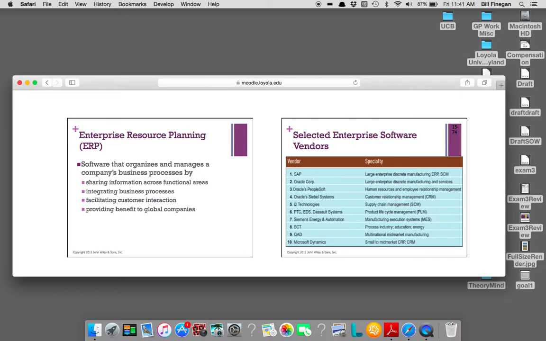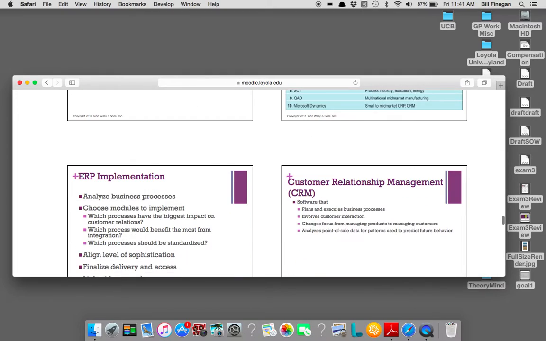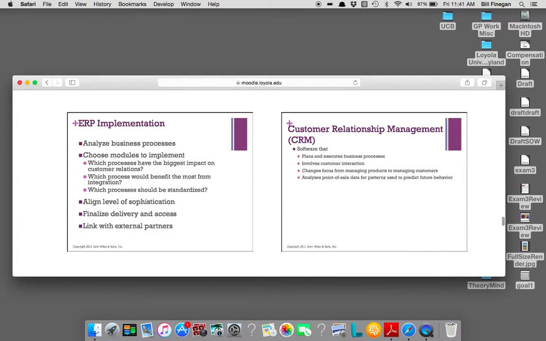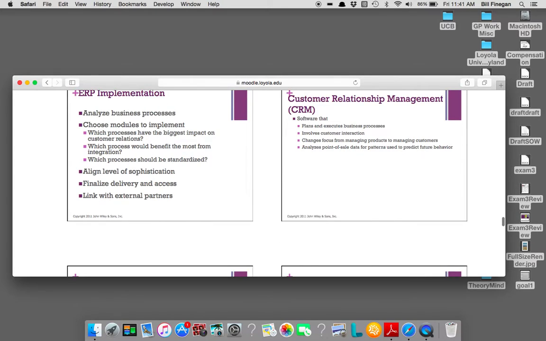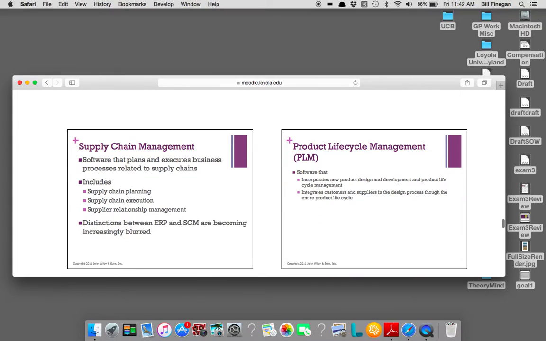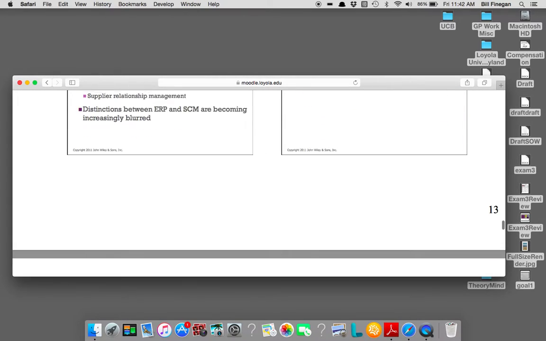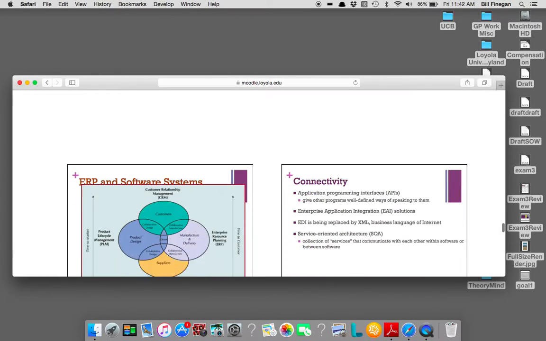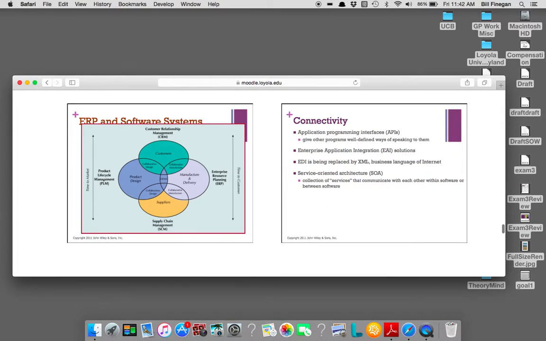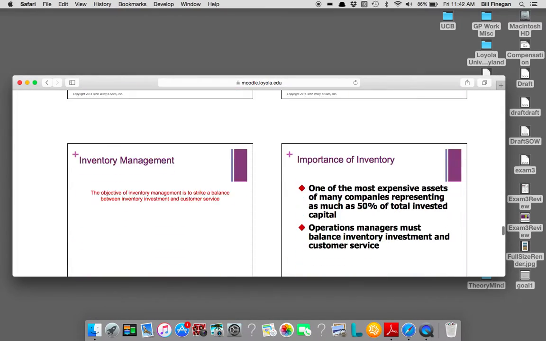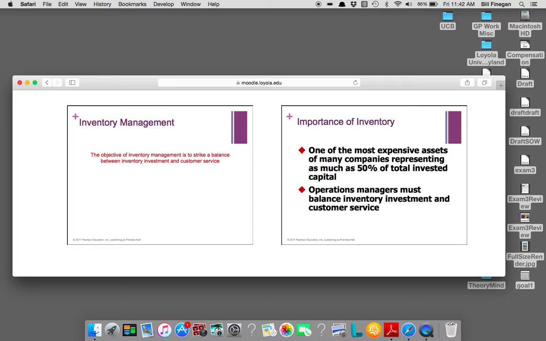When I talk ERP, again, I'm talking about software that organizes and manages a company's business processes and all of the different components that come with that. The finalization of delivery, linking with external partners. We spent some time talking about the importance of CRM and supply chain management tools. Additionally, we looked at the overlap between all of the different software that we are talking about.